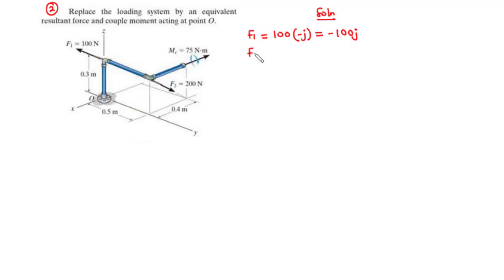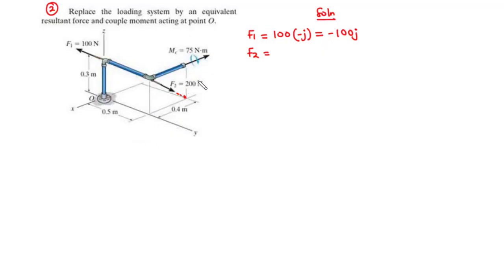Now also for F2, it is directed along the xz plane. So if you want to get to F2 from this point, you need to move some distance along the z-axis and some distance along the x-axis.